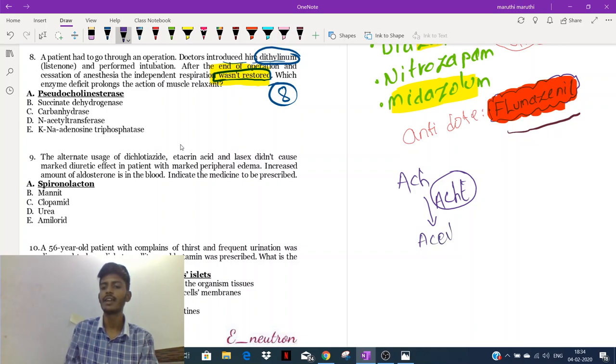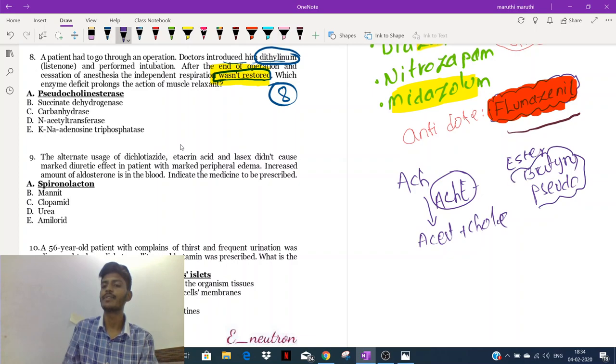To acetate plus choline. At the same time, we have another group of enzymes which I would like to simply call sister enzymes of acetylcholinesterase, that include other esterases such as butyrylcholinesterase, pseudocholinesterase. Okay, all the esterase enzymes. If I have deficiency of them, what will happen?